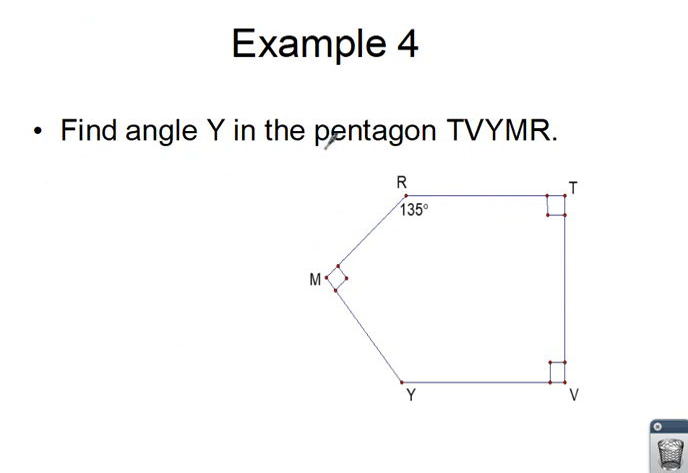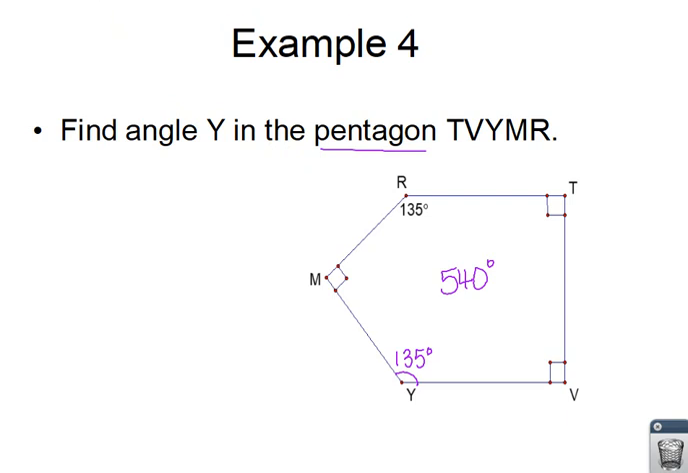Alright, they tell you it's a pentagon. So we know if we take 5 minus 2 times 180, this pentagon has to add up to 540. Okay, and we need angle y. So we're going to start subtracting things off. We'll subtract 90 3 times, because we have a 90 and a 90 and a 90, and then we're going to subtract the 135, and there is 135 left. So angle y has to be 135.